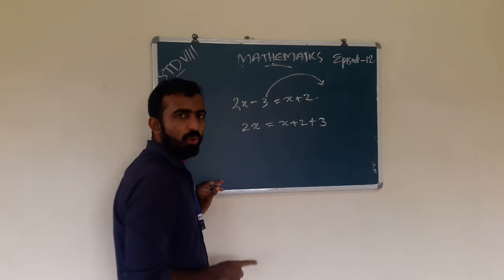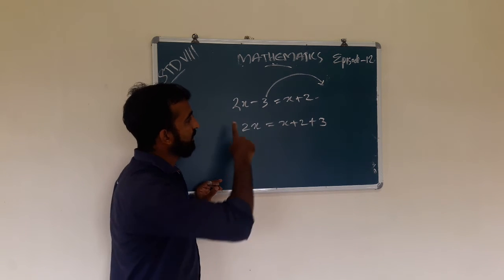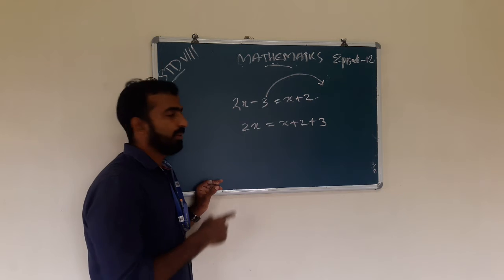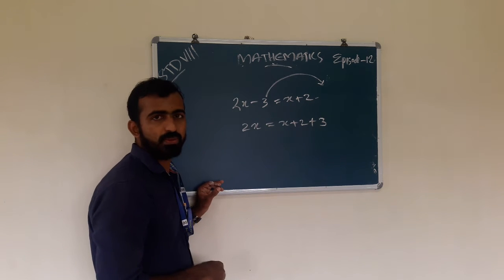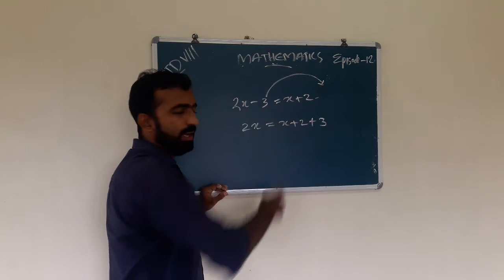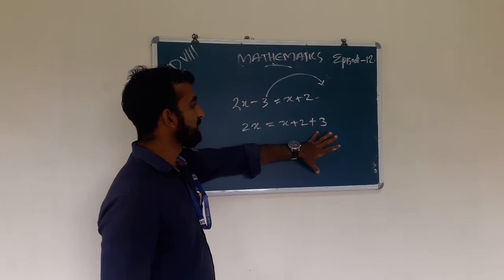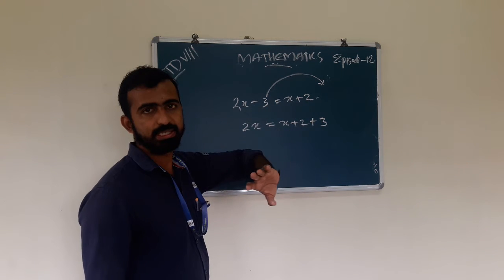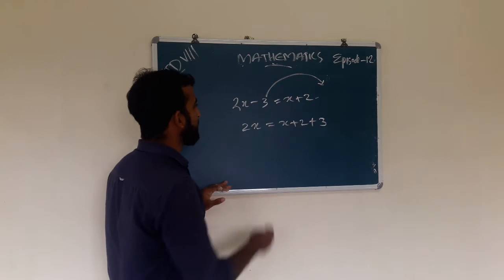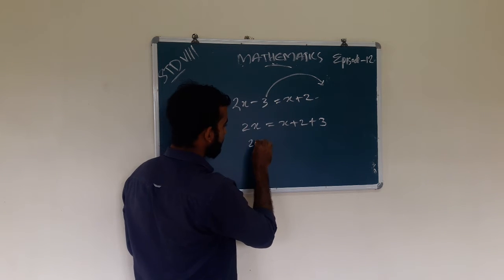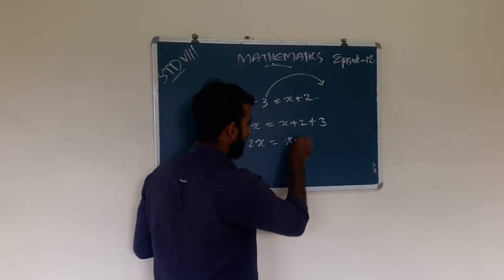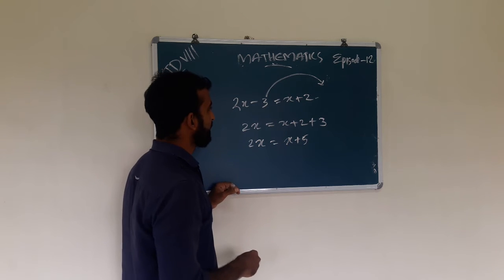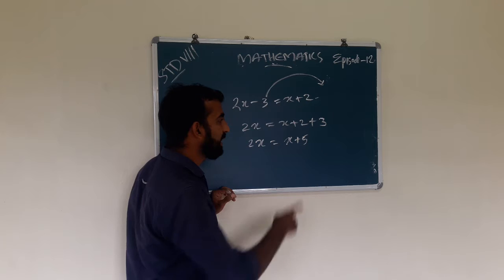When subtraction is transposed to the right side, the result is plus, or addition. So here it is negative 3, and when we move it to the right side, it is positive 3. Is it? Yes. That is, here 2x equals x plus 5. Yes.